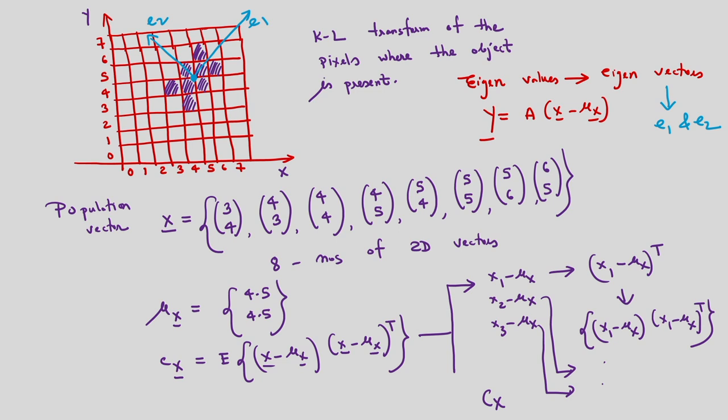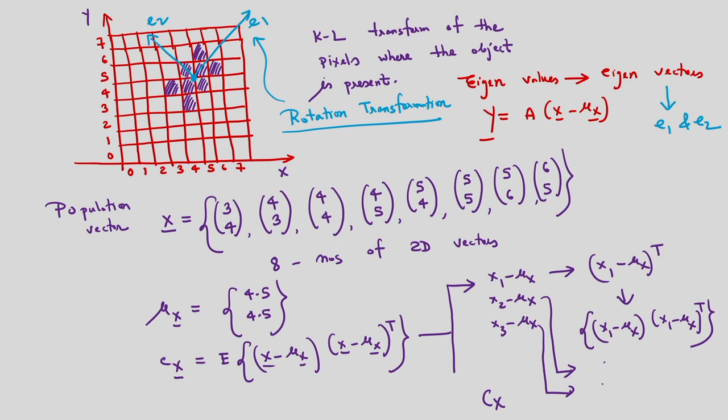So after the transformation, I am getting a new coordinate system, and the transformed data will be aligned in the direction of the new coordinate axes, that is, in the direction of the eigenvectors. That is why this KL transformation is also called the rotation transformation, because I am getting a new coordinate system. The new axes are the eigenvectors of the covariance matrix. So the data will be aligned to the direction of the eigenvectors, and because of these alignments, different elements of Y will be uncorrelated.